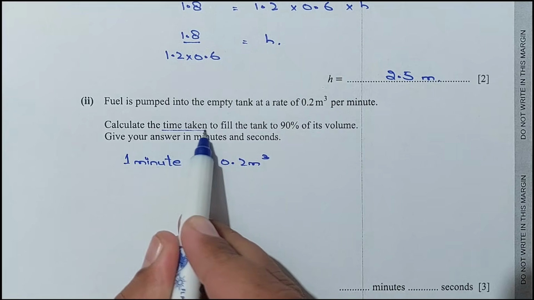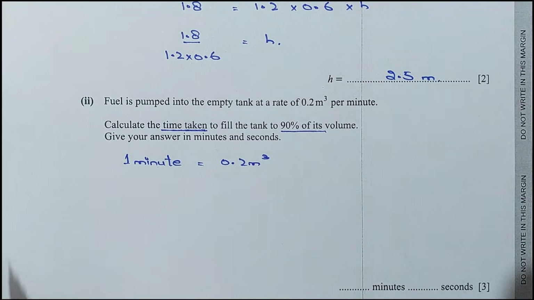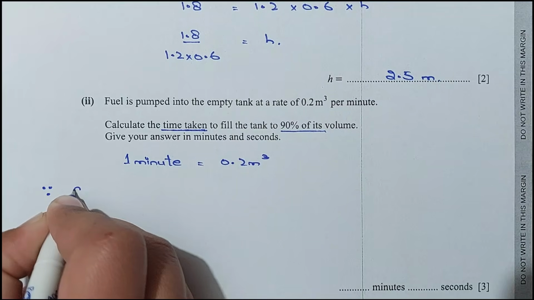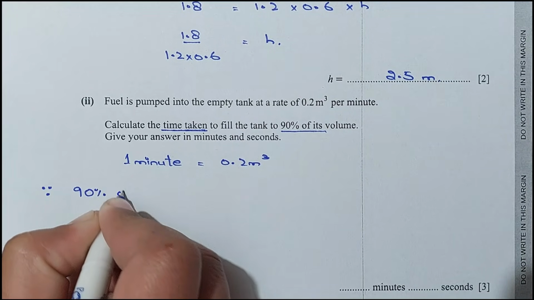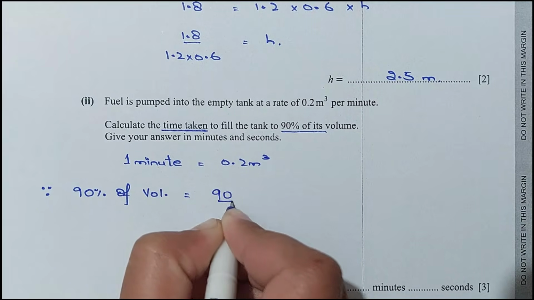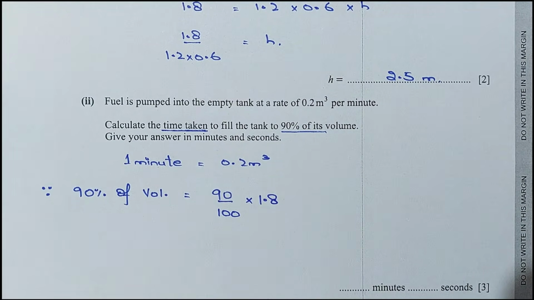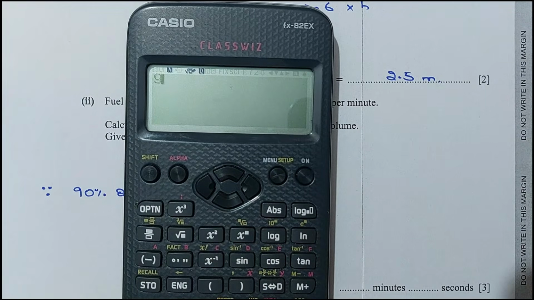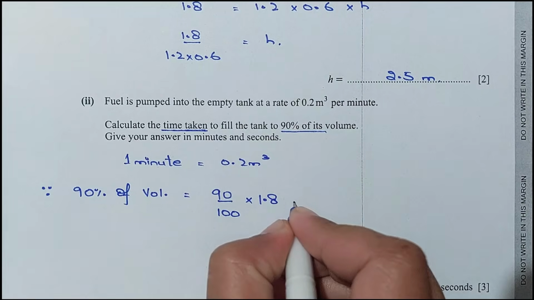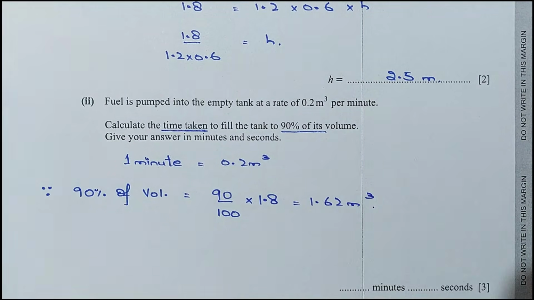Calculate the time taken, how much time it will take to fill the tank to 90% of its volume. So first we have to find what is 90% of the volume of the tank. 90% of the volume of the tank is 1.8. Let me just simplify. 90 divided by 100 times 1.8. This is 1.62 meter cube.